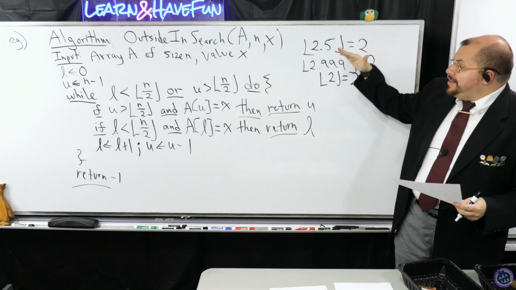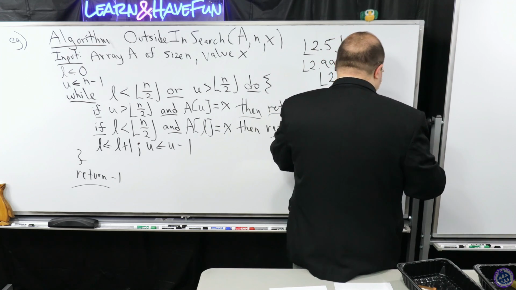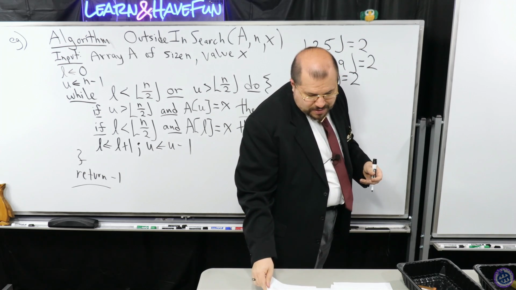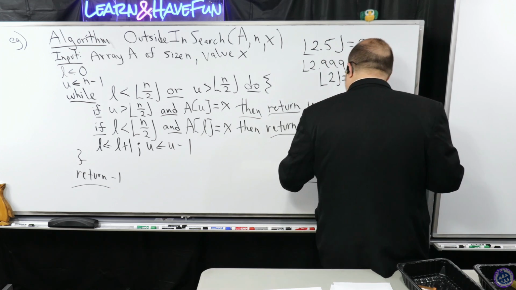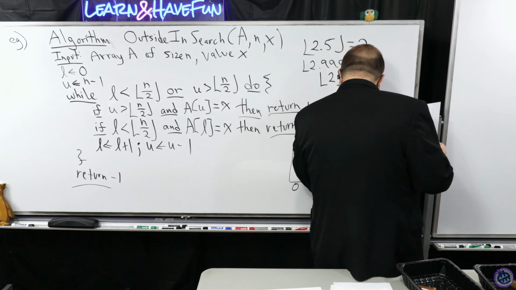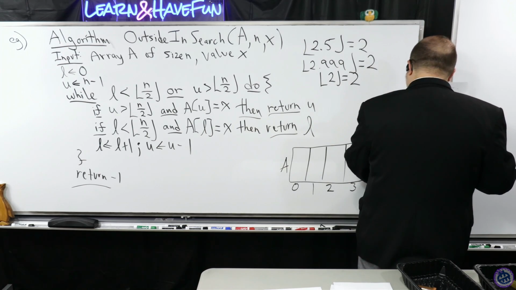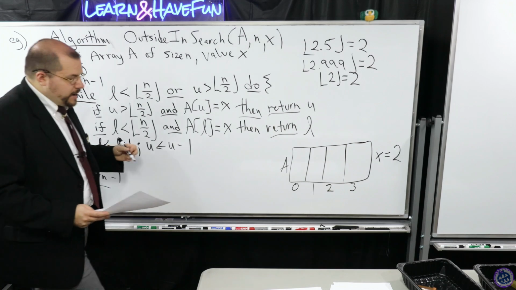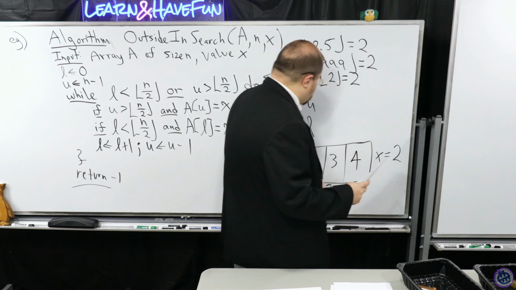So anyways, let me walk you through this again. Let's get a picture to help us with this. You can use an array of length 4. And suppose that X is equal to 2. So we're going to try to find 2 in the following array: 5, 2, 3, and 4.